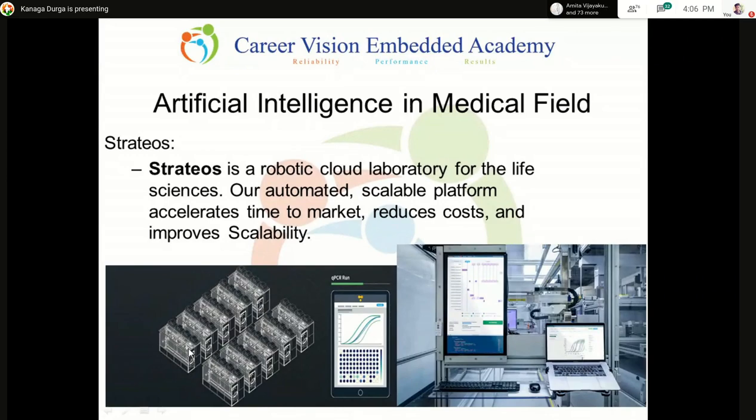So this is how AI helps us in medical fields to automate and speed up the process of finding a cure.